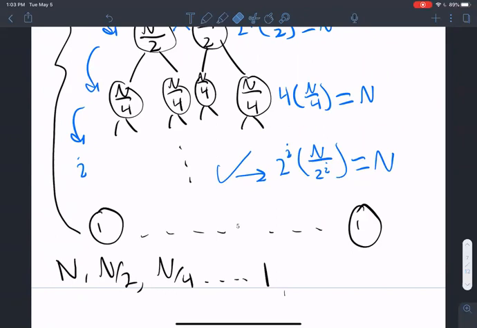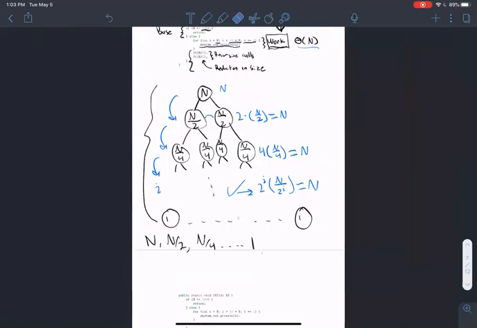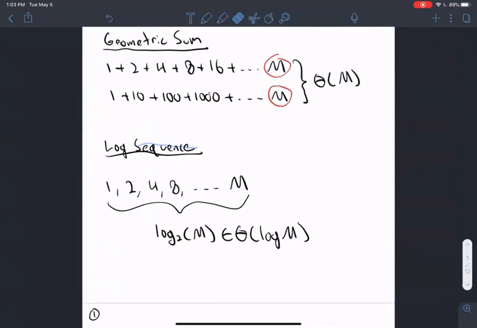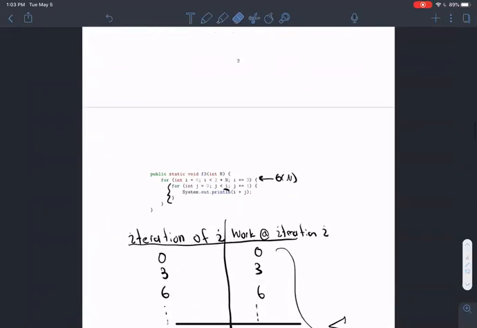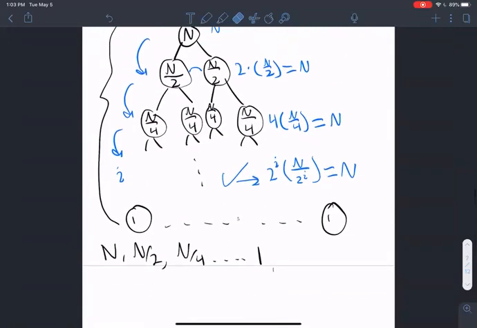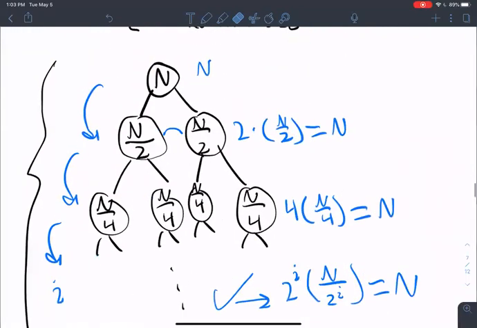Log n. Yeah, exactly. This is our log sequence. I wrote it backwards in the example you see, but it doesn't matter if you write it backwards or forwards, it's the same thing. So that means the number of levels is log n.